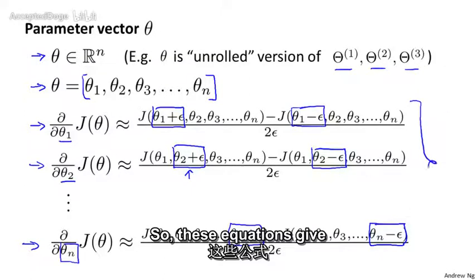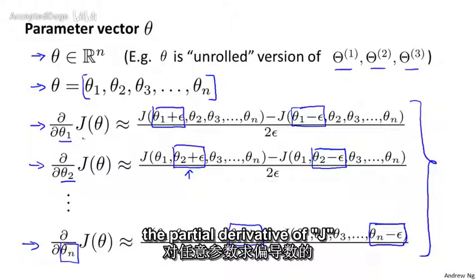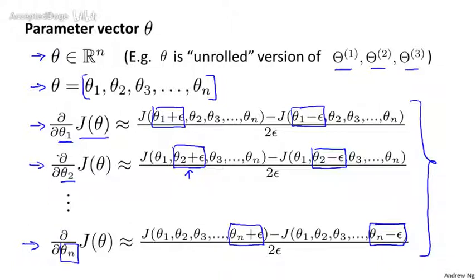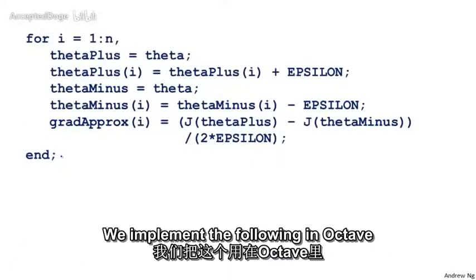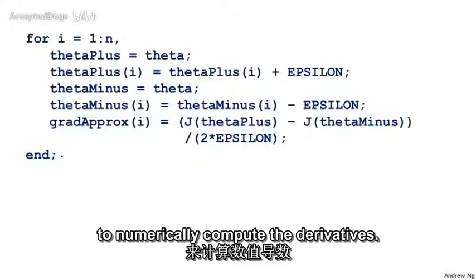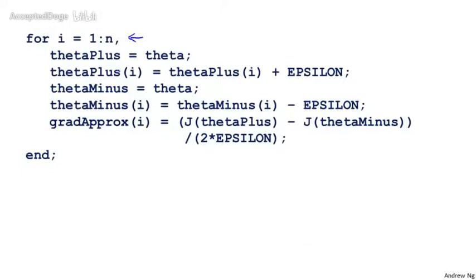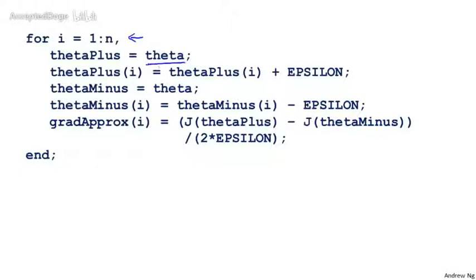So these equations give you a way to numerically approximate the partial derivative of J with respect to any one of your parameters, theta i. Concretely, what you implement is therefore the following. We implement the following in Octave to numerically compute the derivatives. We say for i equals 1 through n, where n is the dimension of our parameter vector theta, and I usually do this with the unrolled version of the parameters. So theta is just a long list of all of my parameters in my neural network, say.